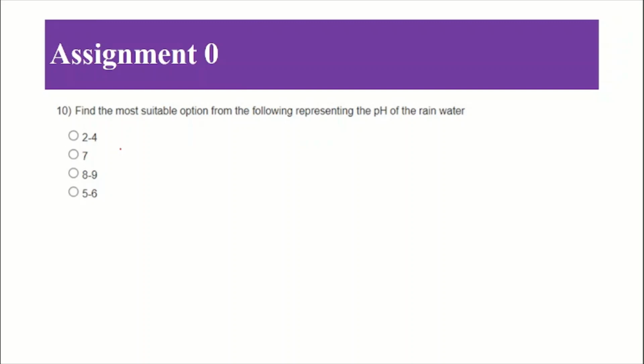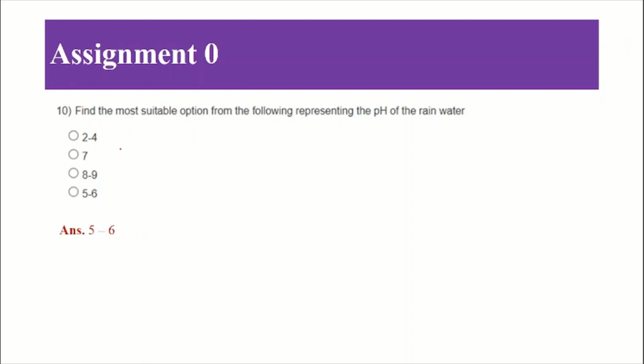The last question for assignment 0. Here you need to find the most suitable option representing the pH of rainwater. We know that rainwater is slightly acidic, so it will not be 8 to 9, and it will not be 2 to 4 as well. Why? Because 2 to 4 is a fairly acidic range, and 5 to 6 is the slightly acidic range. So the most plausible answer here is 5 to 6.